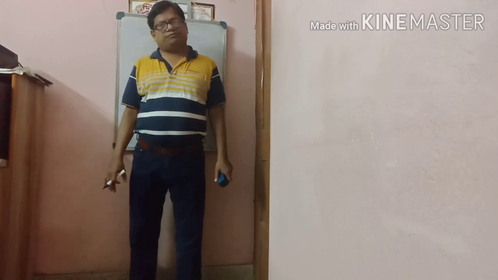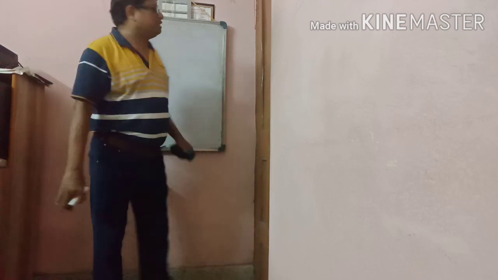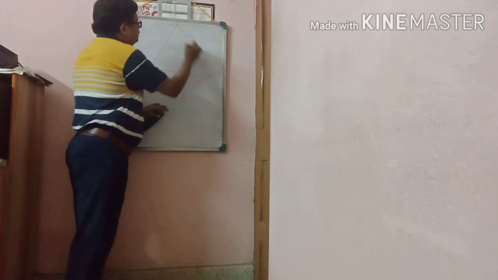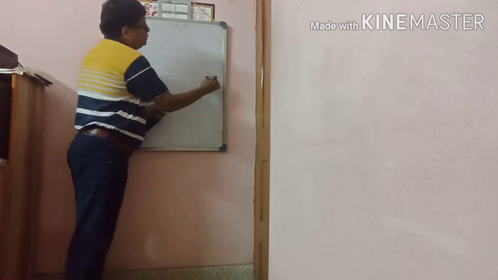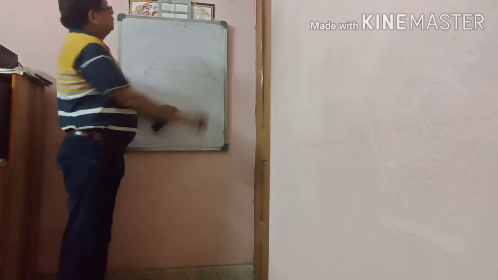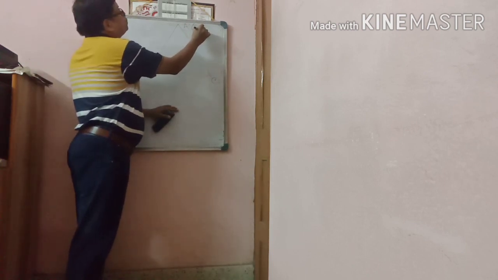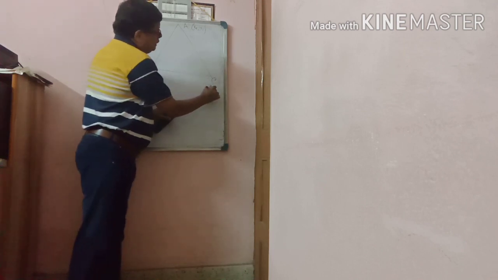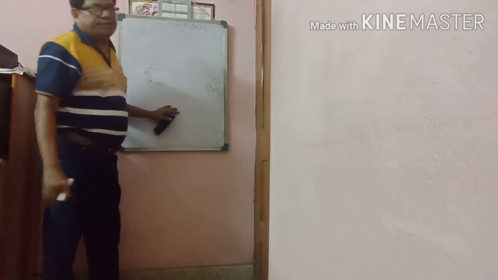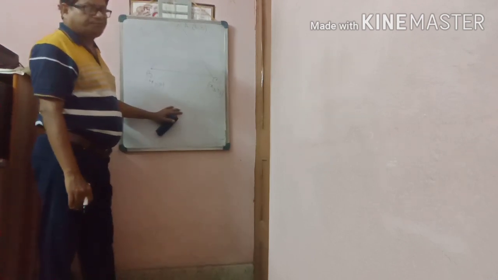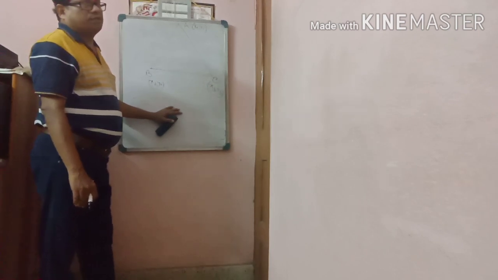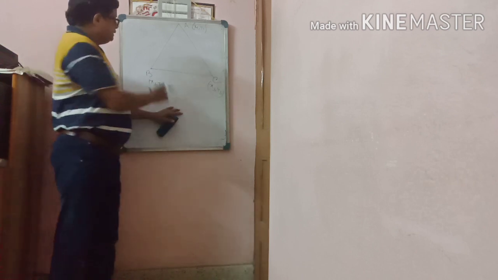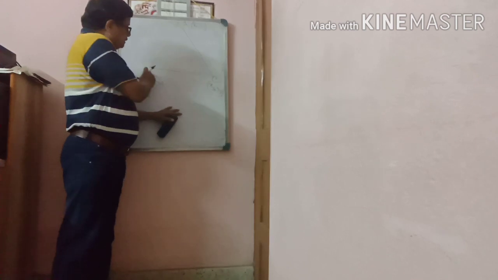Okay, so three coordinates are given. Three vertices here, A, B, C, given. Suppose x1, y1, x2, y2, x3, y3 are given. Then find the incenter. First, use the distance formula and you will get the lengths.